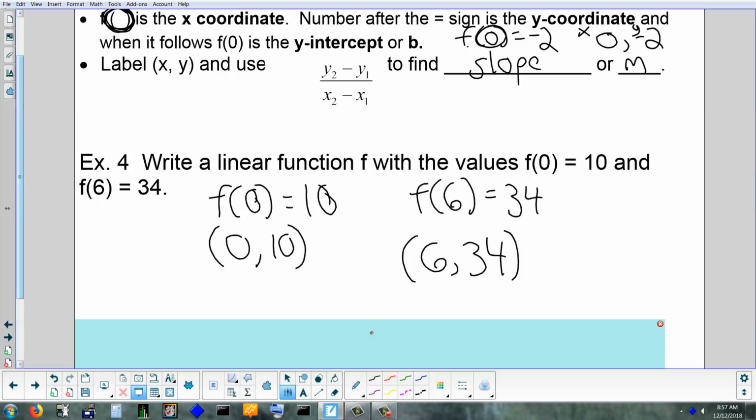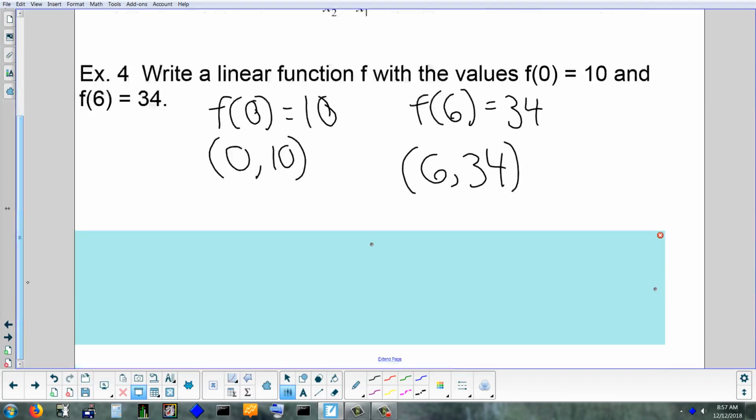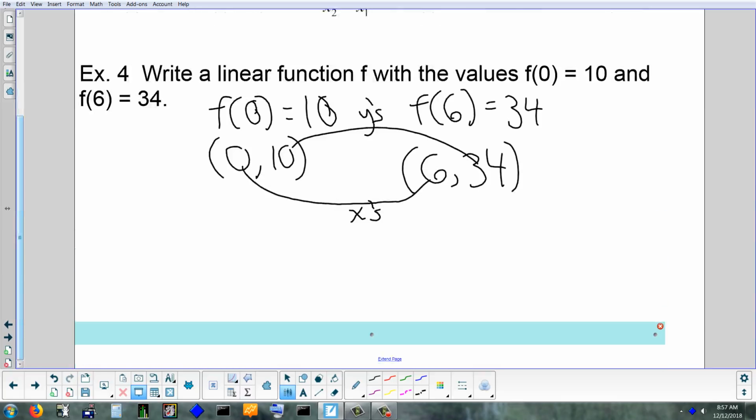You don't have to label them if you don't want to. I'm going to connect them, this to this, and this to this. These are my x's. These are my y's. What do I have to do now? Why did I connect those things? Because you're finding your x1 and x2. That's why I connected them, so I didn't have to label them. So I'm going to use the slope formula now.